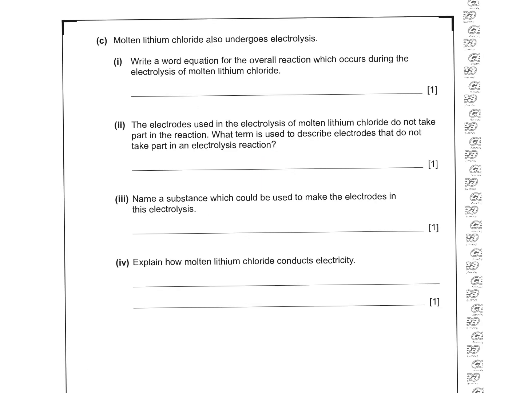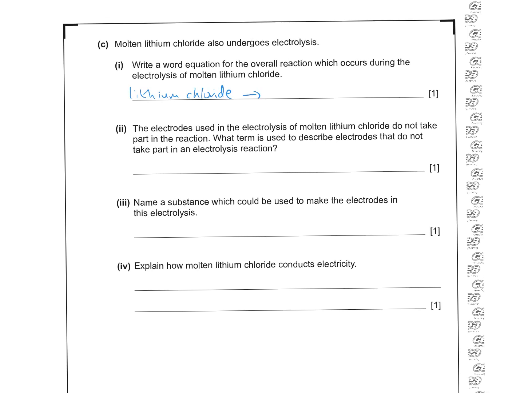C, part 1. A word equation for the reaction which occurs when molten lithium chloride is electrolyzed. Well, we're going to start off with lithium chloride, and it is going to decompose into lithium and chlorine. Now just be careful here that you don't write a balanced symbol equation. So word equations, if you write a symbol equation, it will be wrong. Part 2, just going to the question part. What term is used to describe electrodes that do not take part in an electrolysis reaction? Well, those electrodes are inert.